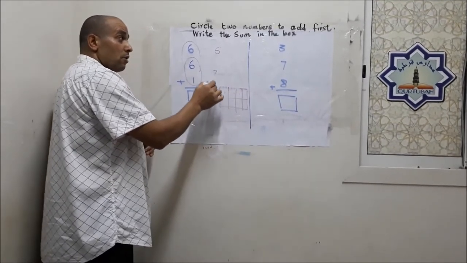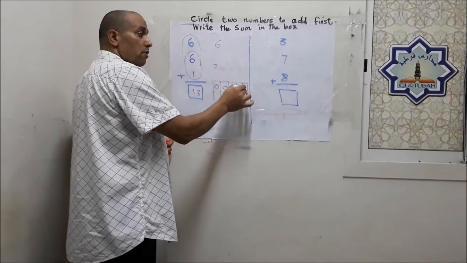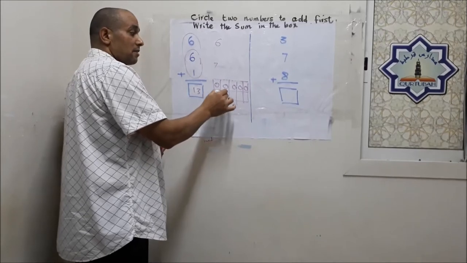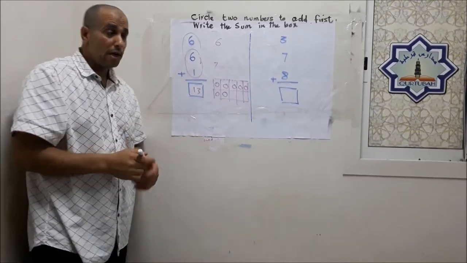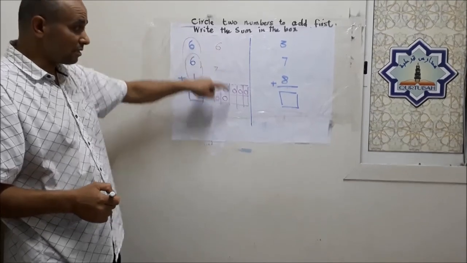It's like that. So put 7 here. 1, 2, 3, 4, 5, 6, 7. So I have 7 here, right? So you put 7 here. Still, you have to add 6 here also.